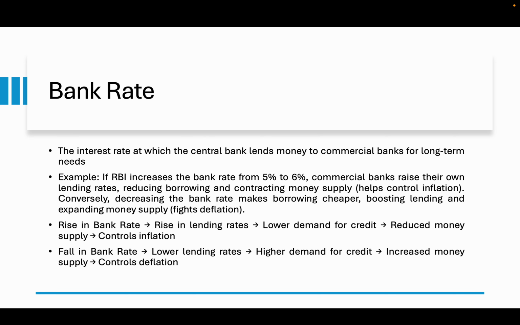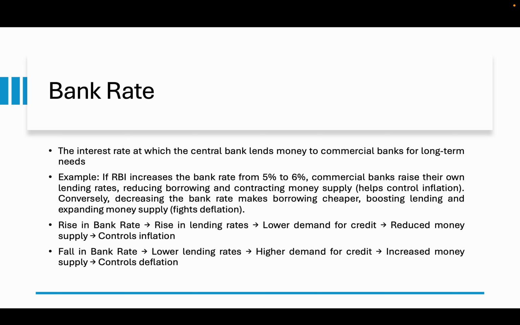Bank rate. The bank rate is the long-term interest rate at which RBI lends to the commercial banks. If RBI increases the bank rate, borrowings become costlier for banks. To cover this, they also increase the loan rates for customers. This reduces demand for loans, money supply falls, and inflation is controlled. If RBI lowers the bank rate, borrowings become cheaper. Banks pass on the benefits, lending increases, money supply rises, and growth picks up.